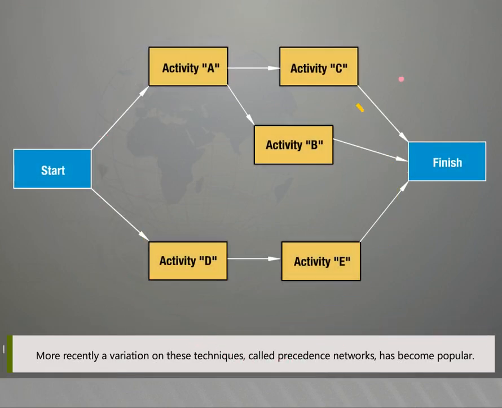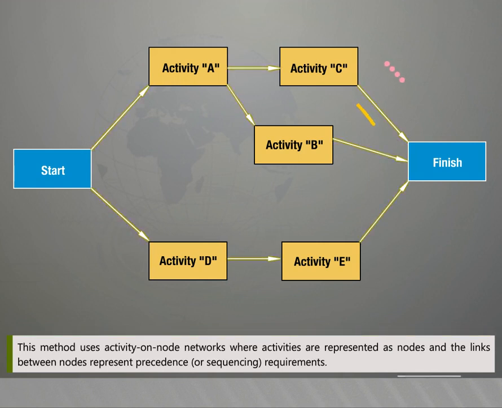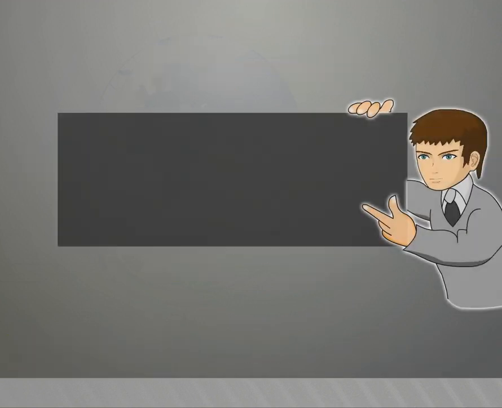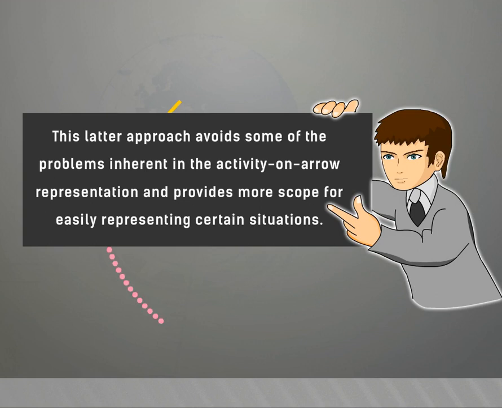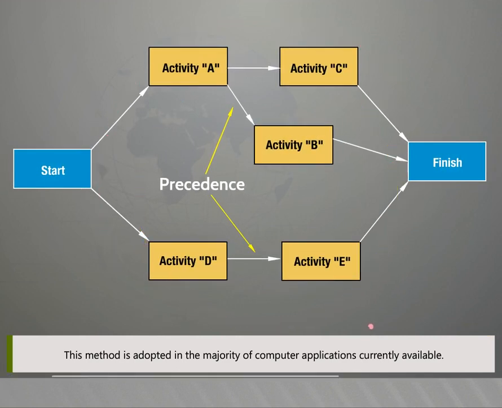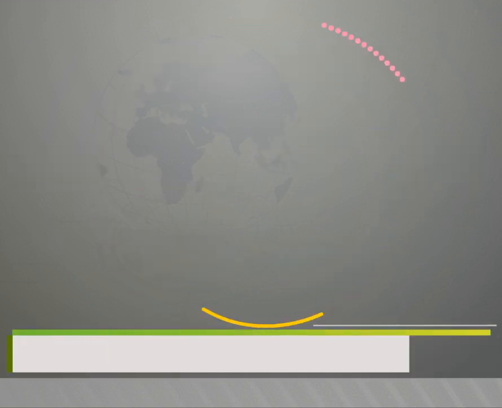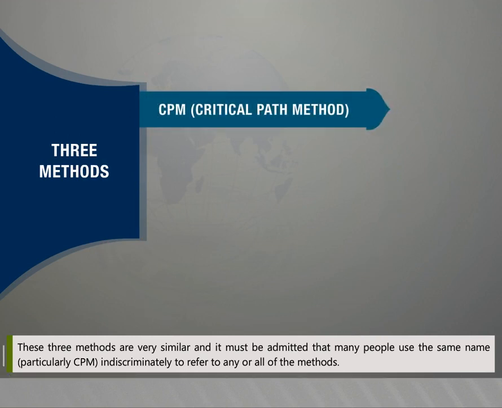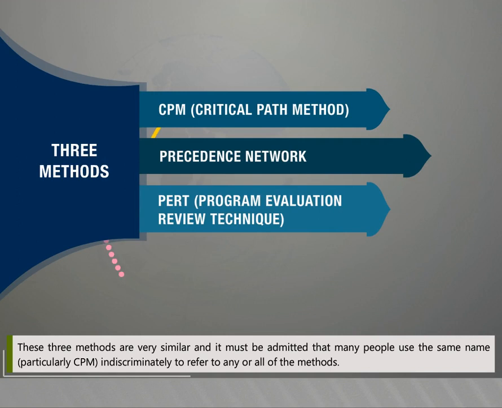More recently, a variation on these techniques called precedence networks has become popular. This method uses activity-on-node networks where activities are represented as nodes and the links between nodes represent precedence or sequencing requirements. This latter approach avoids some of the problems inherent in the activity-on-arrow representation and provides more scope for easily representing certain situations. It is this method that is adopted in the majority of computer applications currently available. These three methods are very similar, and it must be admitted that many people use the same name, particularly CPM, indiscriminately to refer to any or all of the methods.